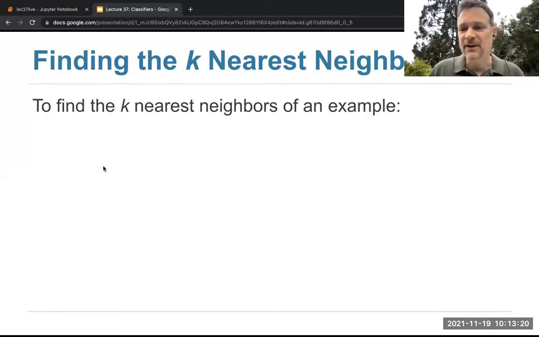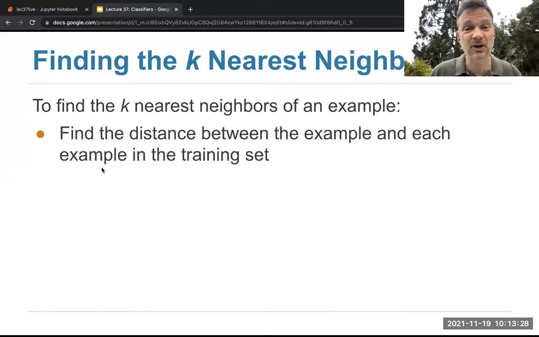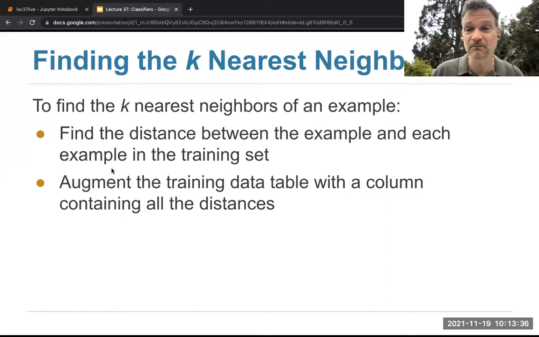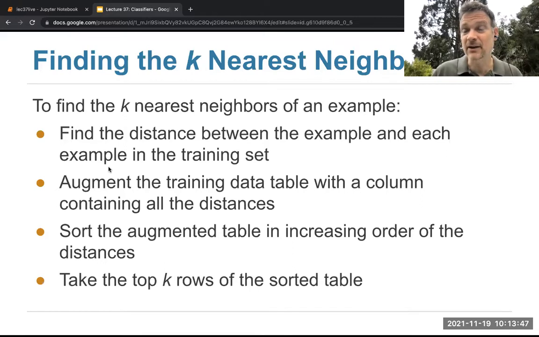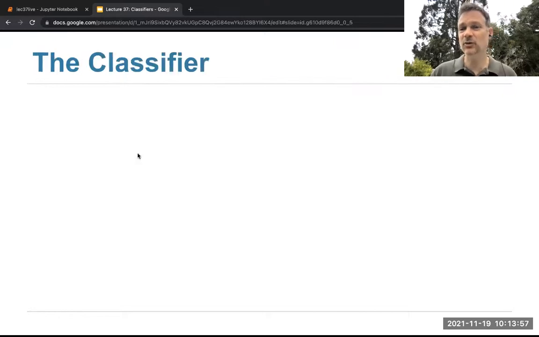Okay, so a little bit of a refresher here and a reminder. The procedure we're using to find the k nearest neighbors of an example, we walked through some code for this last time, was we found the distance between the example and each data point in the training set. We added a column with those distances. We sorted the training set by distance. And then the nearest neighbors rose to the top, and we took the top k rows of this sorted table, and that was the k nearest neighbors. So we built code to do that on Wednesday, and that's what we're going to be working from.